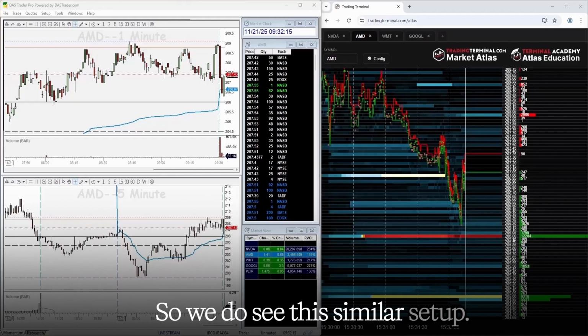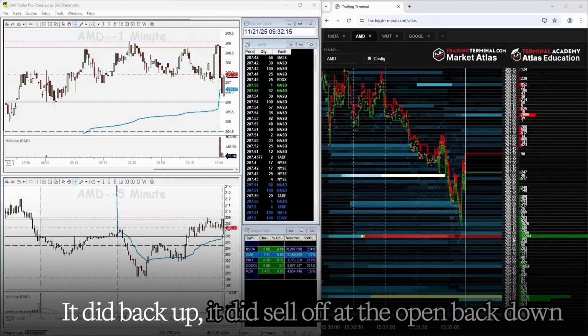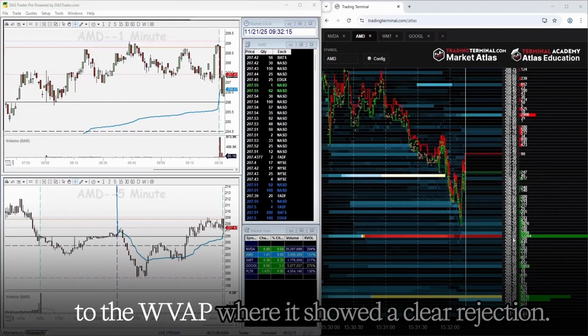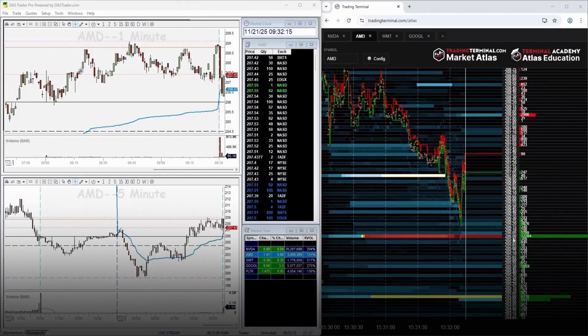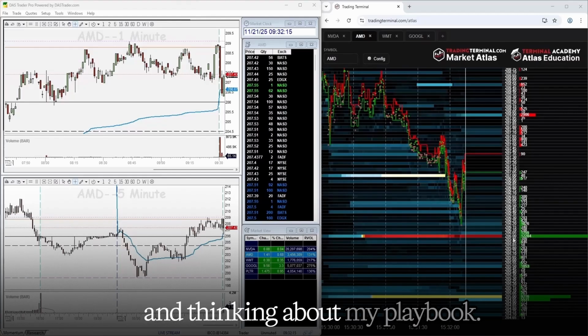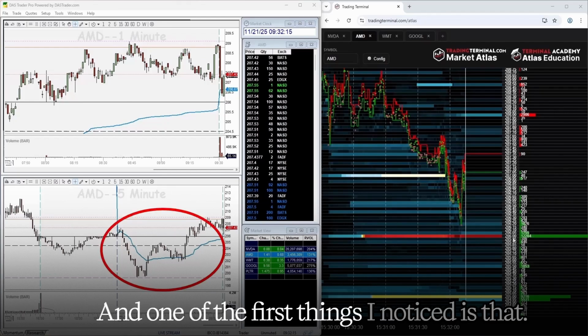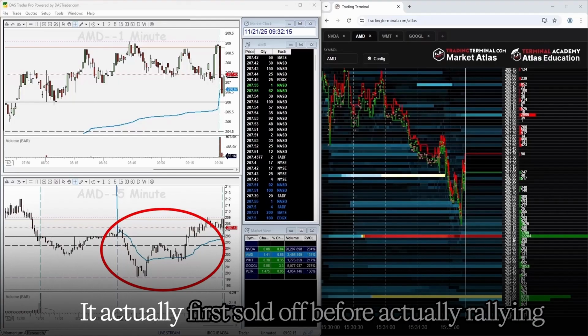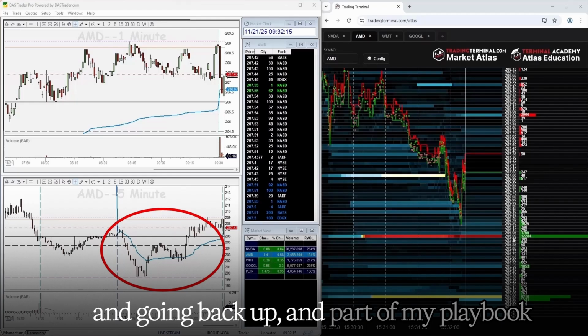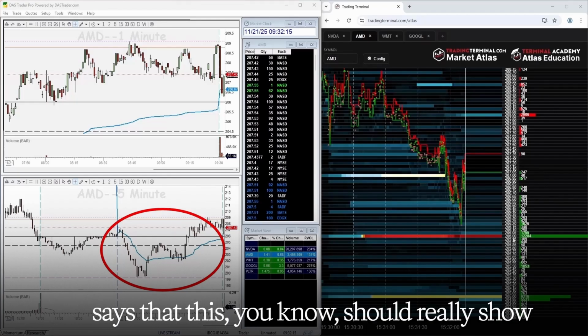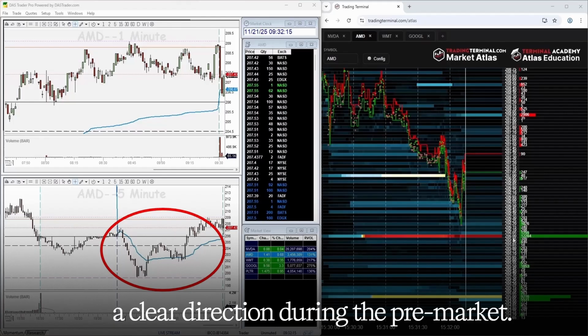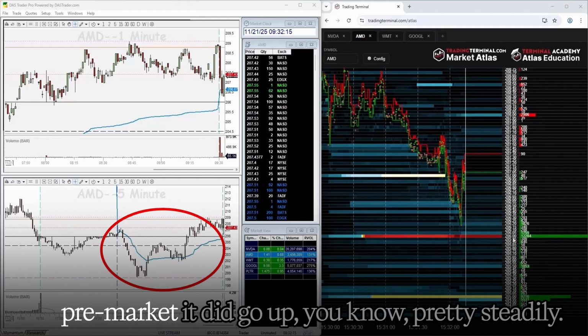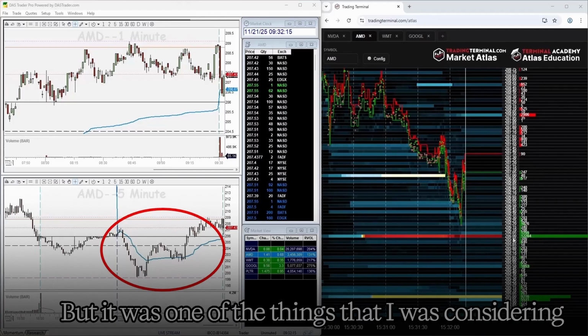So we do see a similar setup as here. It did gap up. It did sell off at the open, back down to the VWAP where it showed a clear rejection. So now I need to start making decisions and thinking about my playbook. And one of the first things I noticed is that the price action during the pre-market was a little choppy. It actually first sold off before rallying and going back up. And part of my playbook says that this should really show a clear direction during the pre-market. Now, this isn't terrible because in the later pre-market, it did go up pretty steadily, but it was one of the things that I considered.